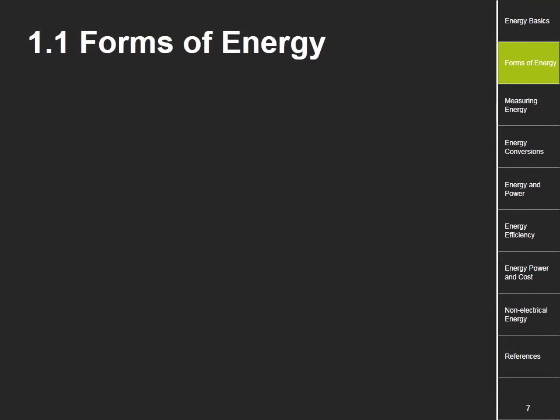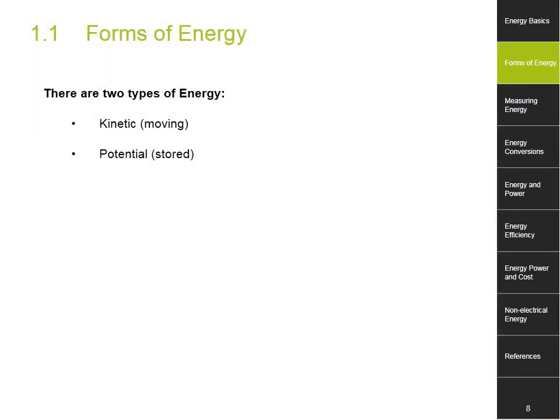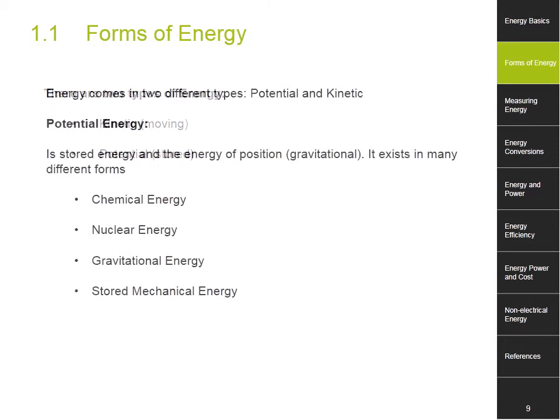Forms of energy. Energy can generally be defined in two ways, either kinetic, which is moving energy, or potential energy, which is stored energy. Potential energy is stored energy. It exists in many different forms, including chemical energy, nuclear energy, gravitational energy, and stored mechanical energy.